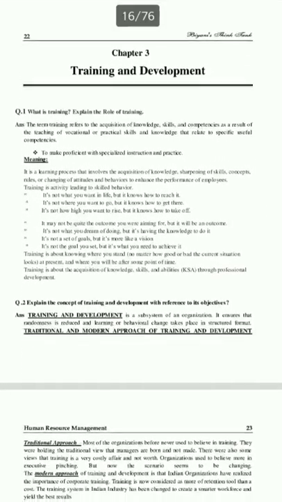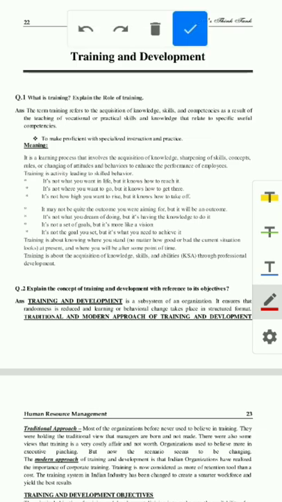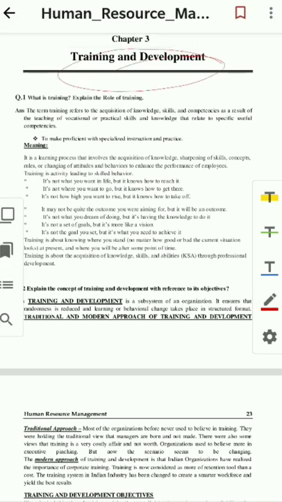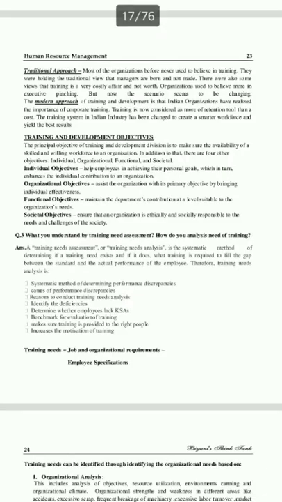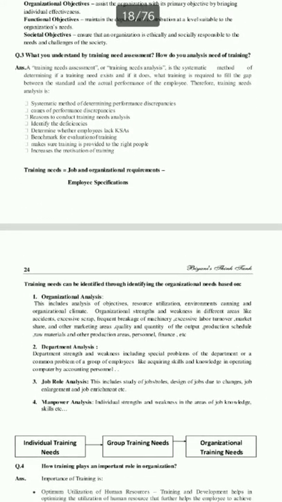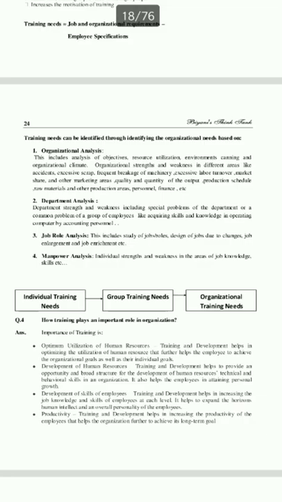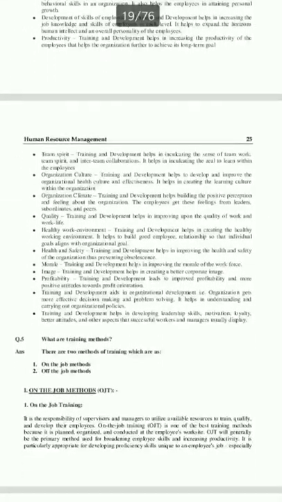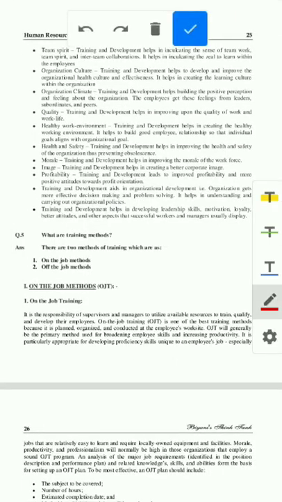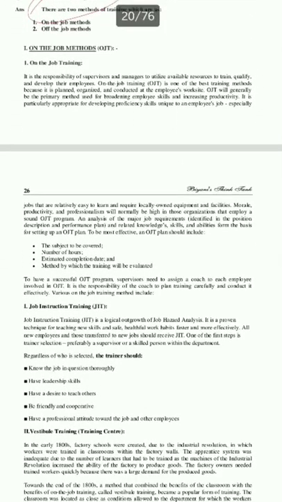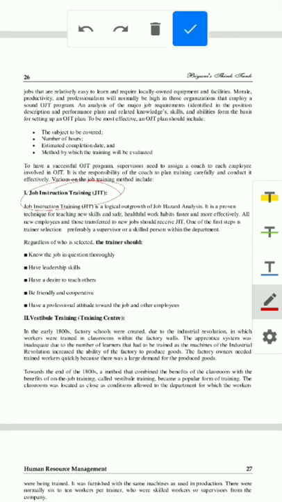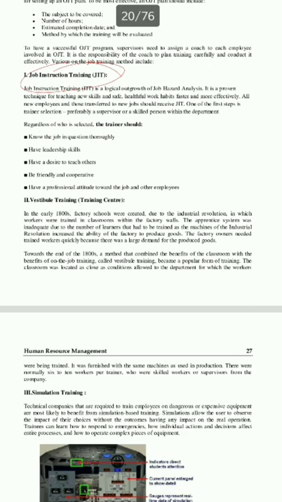Chapter 3, training and development. What is training? Training need assessment, TNA. How training plays an important role in organization. What are training methods? What is JIT? So this book contains all the topics on which questions are inevitable. So question will certainly come from these topics, because these are the most asked topics.